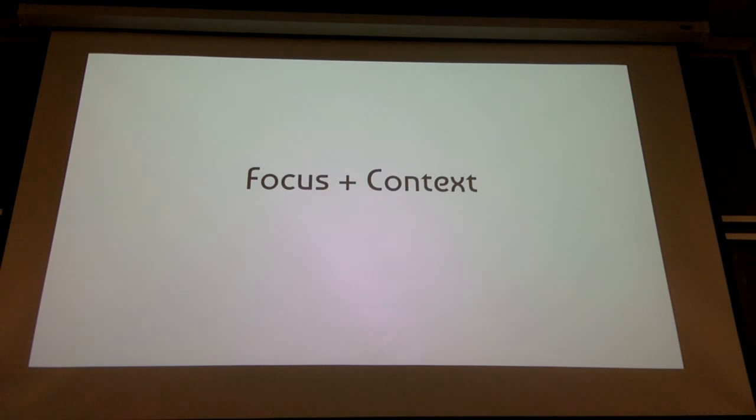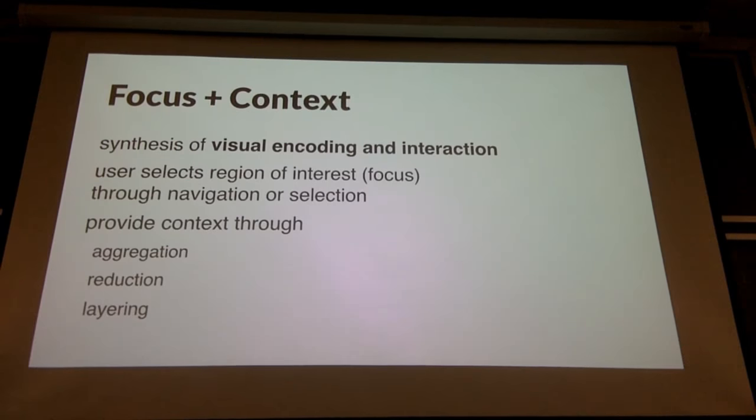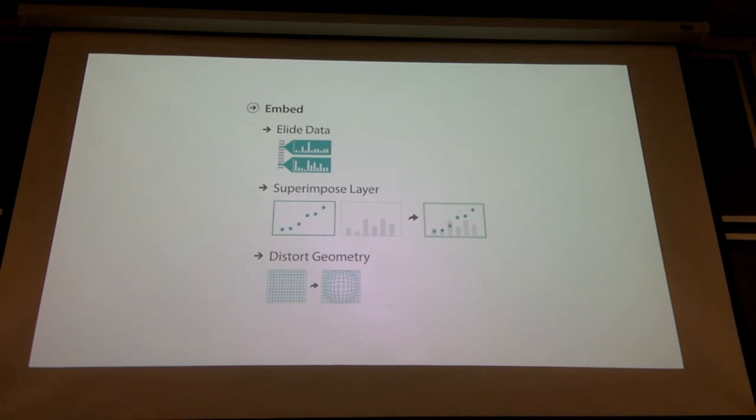So the next interaction paradigm that I want to talk about is focus and context. Focus and context is really about carefully picking what to show in detail and hinting at what you're not showing. It's basically a synthesis of visual encoding and interaction, where some person interacting with an interface selects a region of interest, which is the focus, either through navigation or selection, and then we provide context through aggregation, reduction, or layering. So this is a very high-level description, but it will become more clear what I mean.